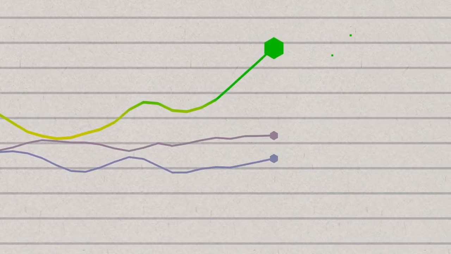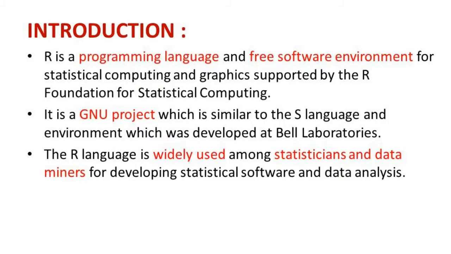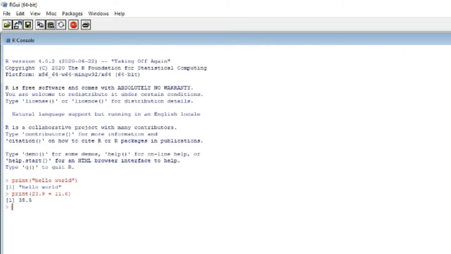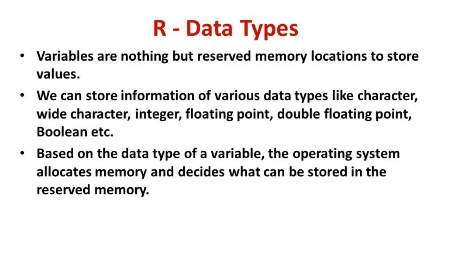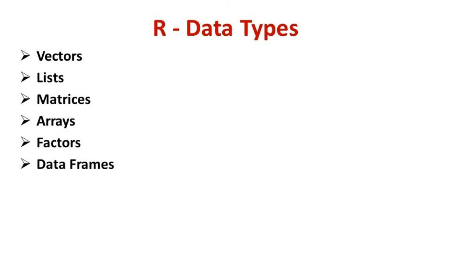using the R programming language. In the last video, I told you the basic syntax of the R programming language, how we can print and display hello world. Okay, so first of all we will study data types. There are different types of data types in R programming language, such as vectors, lists, matrices, arrays, factors and data frames. All of this we will study one by one.